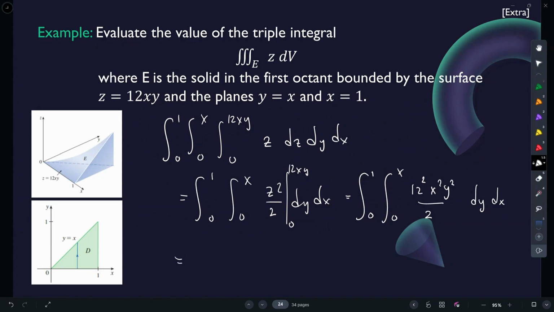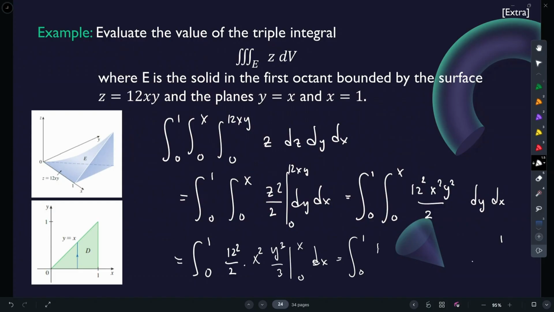Then it will be the integral from 0 to 1 in y. That will be, so there was an x squared here, and then y squared became y cubed divided by 3 between 0 and x. So this was going to be with respect to x. So this became the integral from 0 to 1 of 12 squared times x to the 4 divided by 6, which gives x to the 5, x to the 6 divided by 6 between 0 and 1.